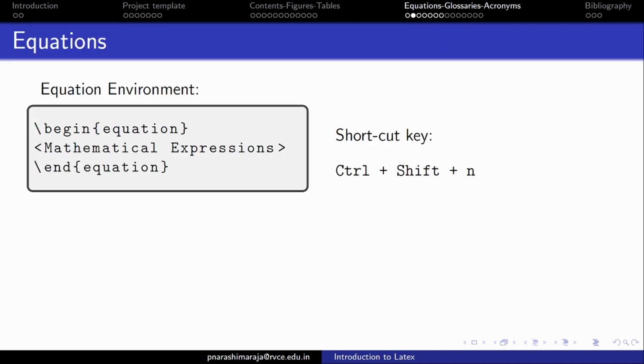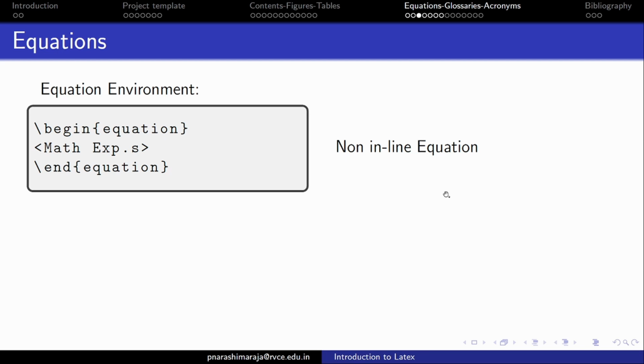As usual, we first look at the equation environment and its associated commands to insert the equation onto the template. Here we have this begin and end equation, and if you are using TeXMaker as your text editor, then you can use the shortcut key, which is Ctrl Shift and N. This command in turn creates an equation in a separate line and appends the appropriate equation number automatically, and we call such equations non-inline equations.